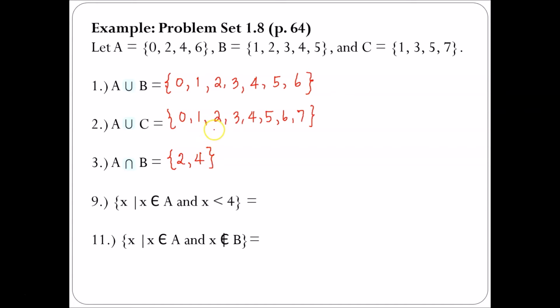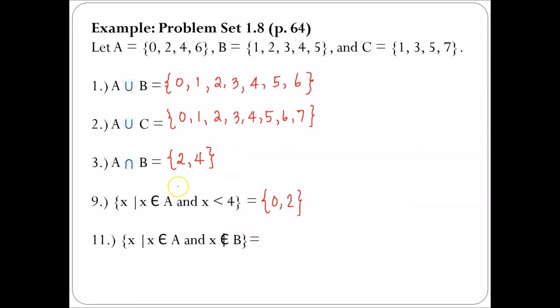Now for number 9, okay, let's read. It says X such that X is an element of A and X is less than 4. So we have to get the elements from set A but less than 4. What are the numbers that are less than 4? Of course, we have 0 and 2. So this will be 0 and 2.